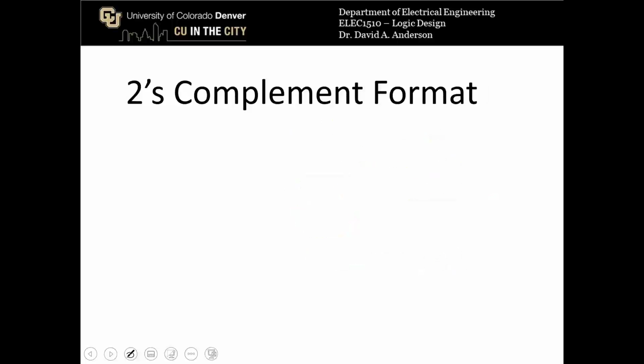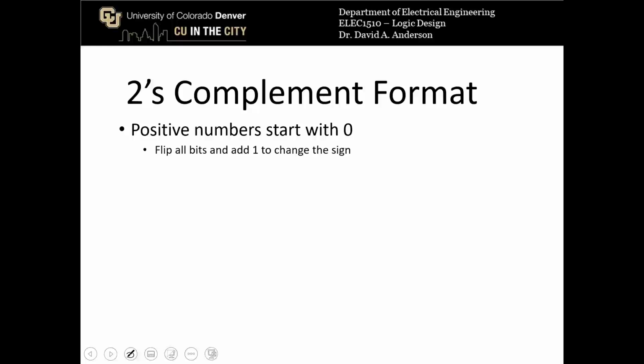All right, so now the most important negative number format is 2's complement. This is where you subtract a number from 2, which is 1, 0, in order to get its negative representation. Again, positive numbers start with 0, negative numbers start with 1 in this. So if you have a negative number and you need to figure out what the magnitude of that negative number is, you flip all of the bits, and then you add 1 to change the sign.